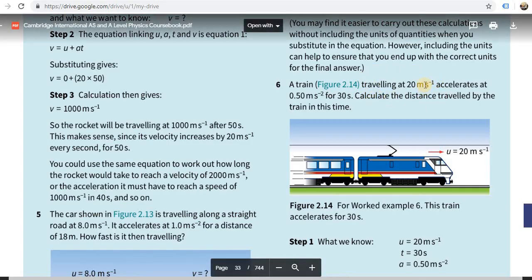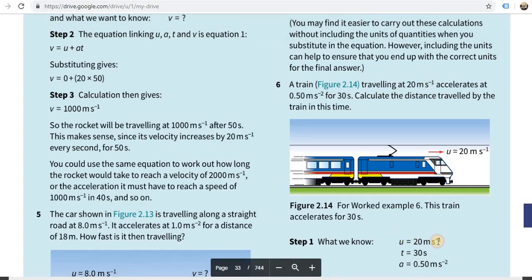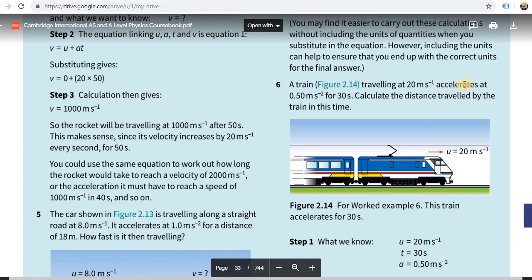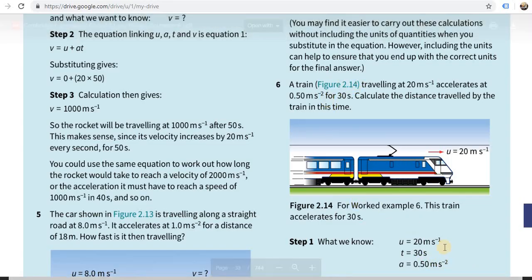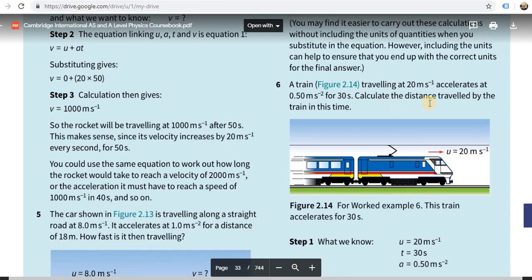Okay, so initial velocity is 20, accelerates at 0.5 meters per second squared. The acceleration is 0.50 meters per second squared. We can write all the quantities, and the time for that acceleration is 30. And we are supposed to find the distance traveled by the train in this time.